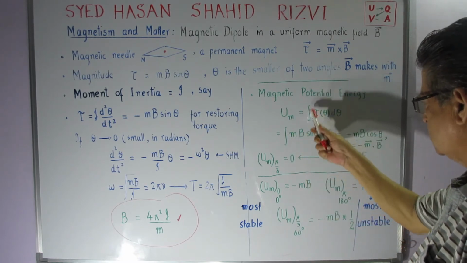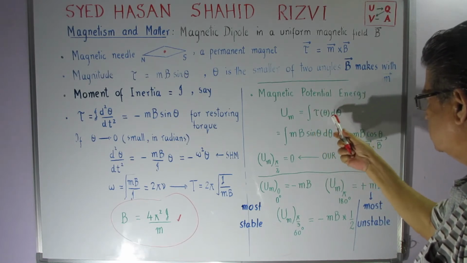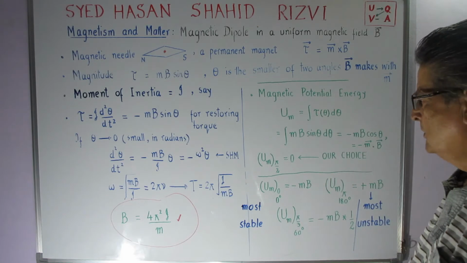So UM is equal to the integral of torque as a function of theta into d theta. So I just write it.